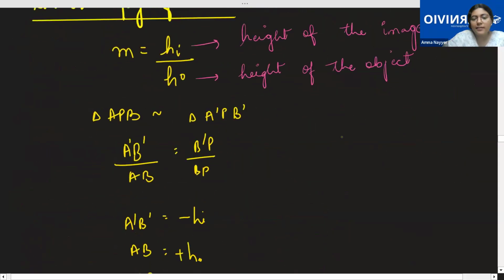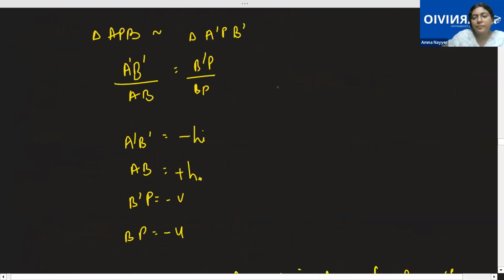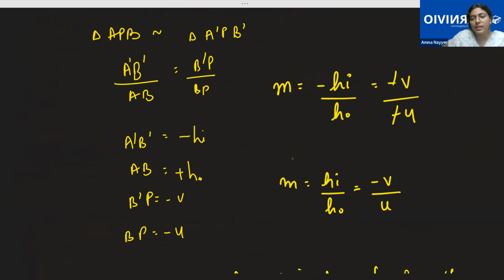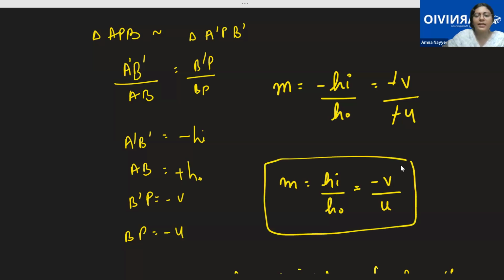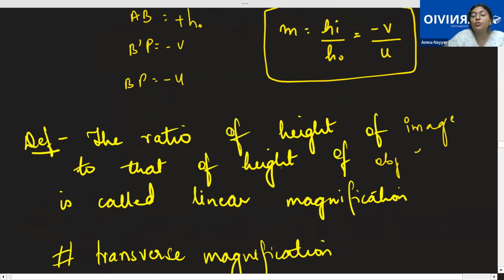So we can say this is equal to minus HI by AB, which is plus H naught. We can basically say magnification is equal to negative of height of image, because of the sign convention, by height of object, is equal to minus V by minus U. Minus minus sign will be cancelled, but from here minus will be left. Height of image by height of object is minus V by U. So this is the magnification. What is magnification? Ratio of the height of image to the height of object. This is known as linear magnification.